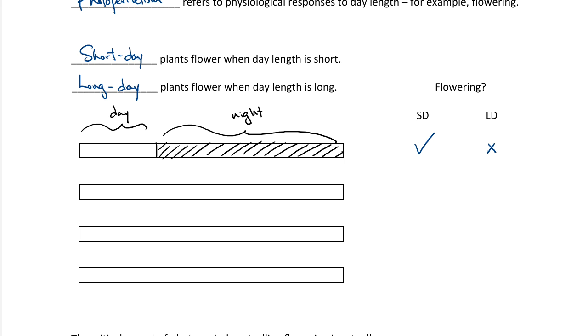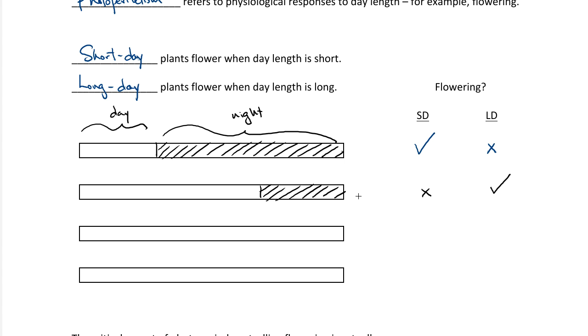In contrast, if you had a much longer period of light in the 24-hour cycle and a much shorter period of dark, then now a short day plant would not flower, but a long day plant would, again because you've got this long period of light and a short period of darkness. So what's going on here? What are the plants actually detecting?